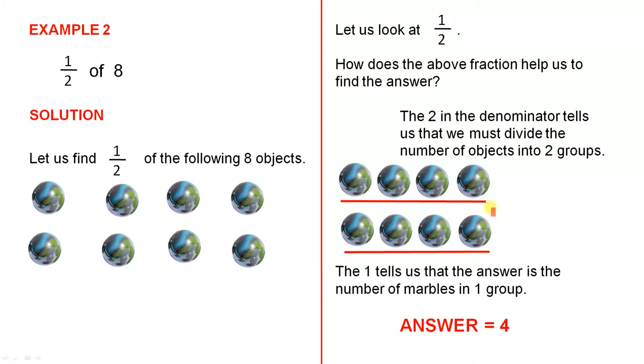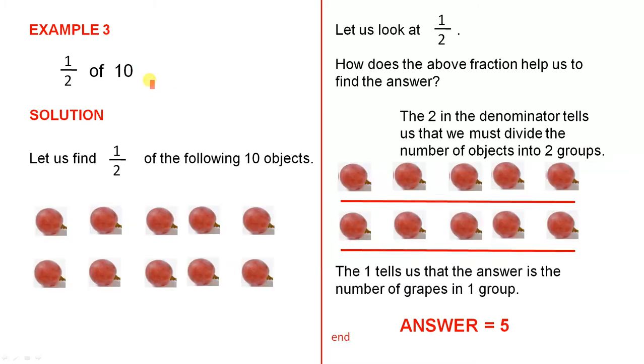That's the first part of our job. What does the 1 tell us? The 1 tells us that the answer is the number of marbles in one group. So how many marbles in one group? There are 4. Let's do one more on the next slide.